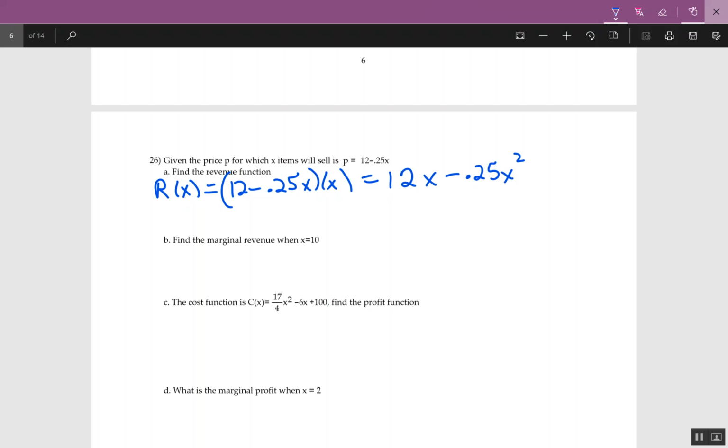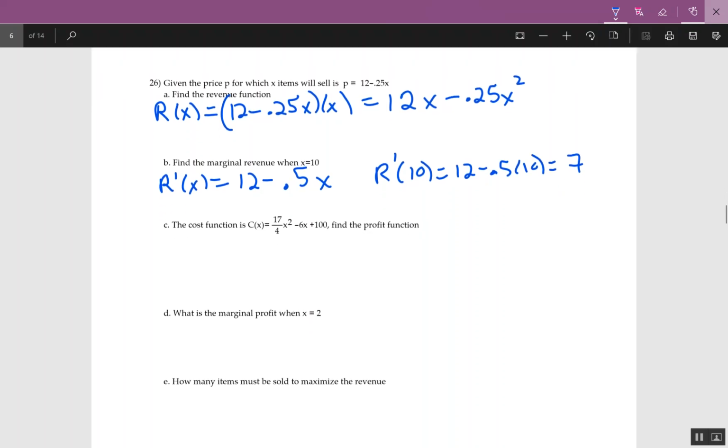Part B says find the marginal revenue when x is 10. So marginal means derivative, so we're going to start with the derivative. 12x is 12. The 0.25 times 2 is just 0.5x now. We want to plug 10 in. So I get 12 minus 0.5 times 10. That's just 7.